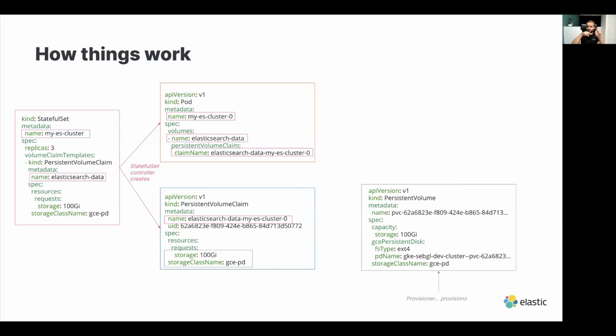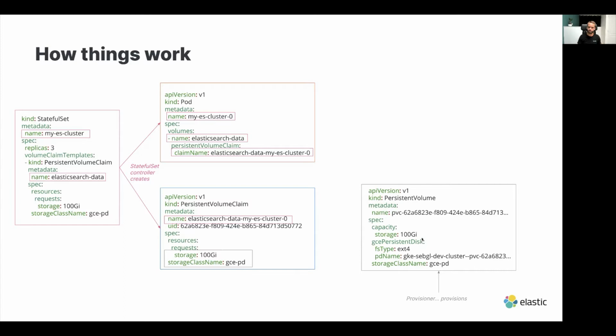Now we have this claim saying, I want 100 gigs of storage. And what usually happens, and we'll see it's not always the case, but if you, for example, create a StatefulSet or your persistent volume claim on the cloud provider, is that a provisioner, an external controller, is going to provision a volume that matches the claim. So you want a 100 gig volume expressed in that claim, and the provisioner is going to create that volume for you, right? And that volume is here, for example, a persistent disk in GCP. And it's going to be the same size as the claim you requested.